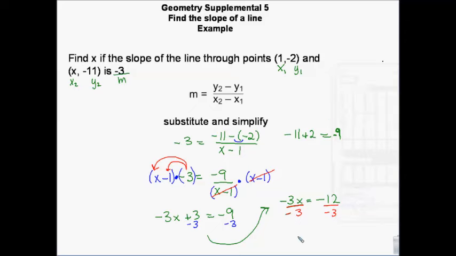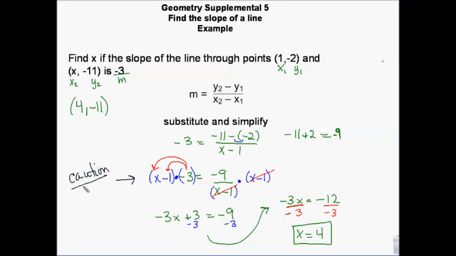And I get that x is equal to 4. So that's my missing point. So this point here would be 4, -11.